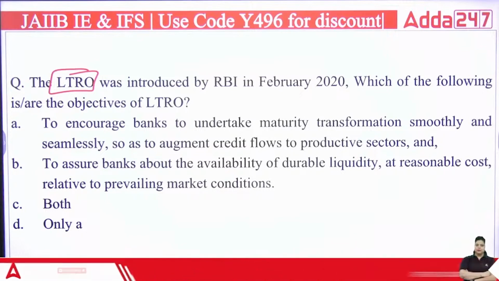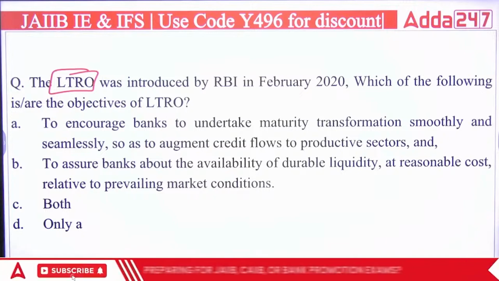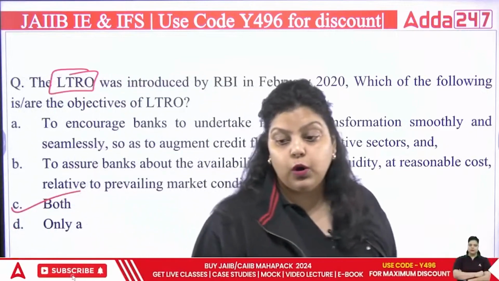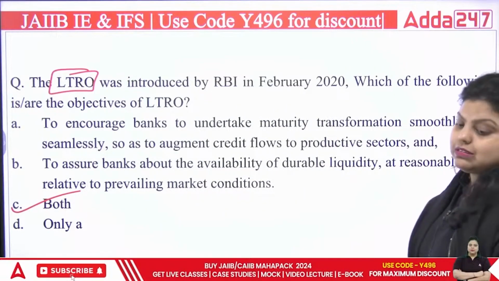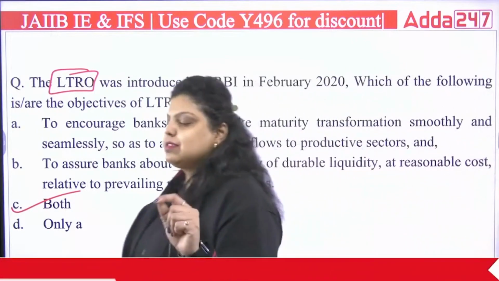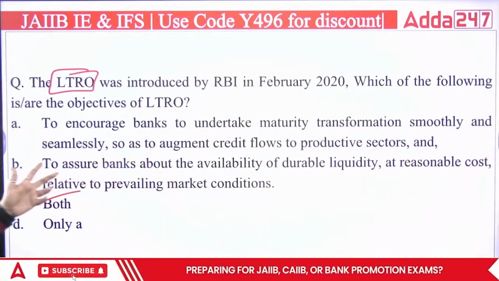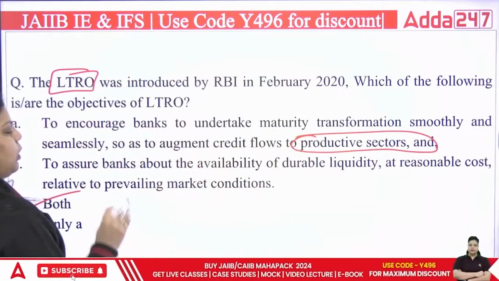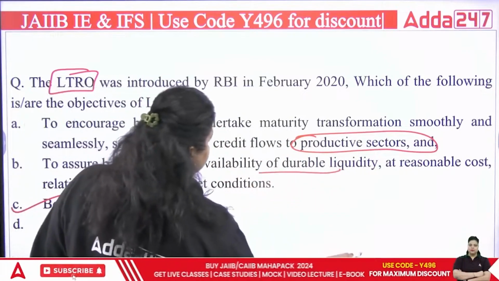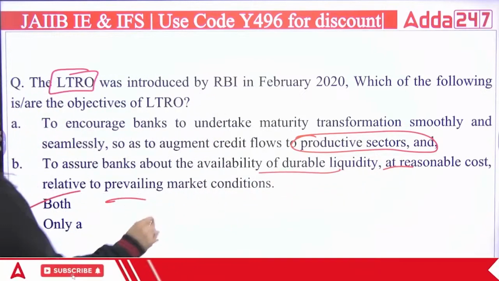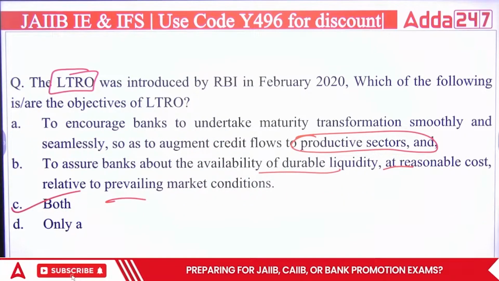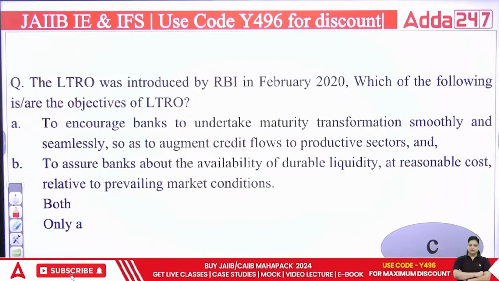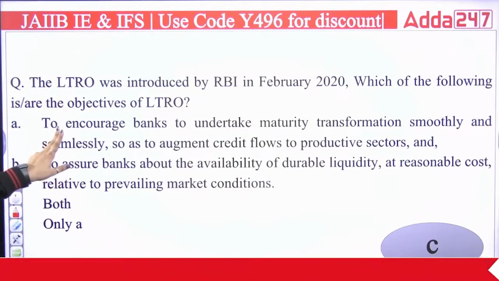Okay, so the right answer for this question will be both these statements are correct. When we talk about LTRO, long-term repo operation, both statements are correct, because the first says it encourages the banks to provide funding to the productive sector, and we want banks to have durable liquidity at reasonable cost relative to prevailing market condition. So both were the objectives behind introducing long-term repo operation. So the right answer will be your C option.